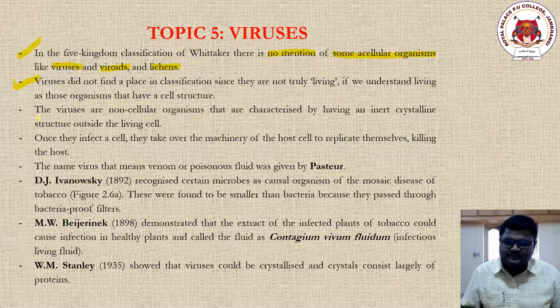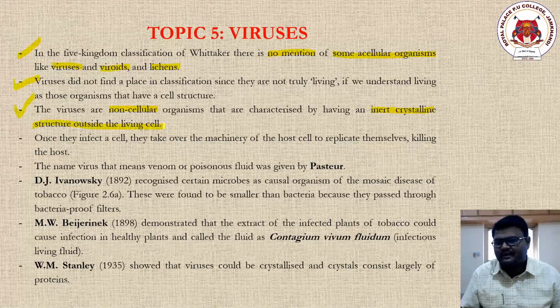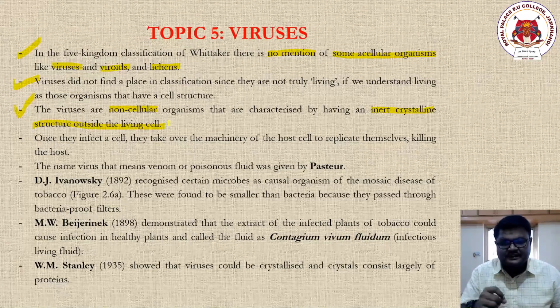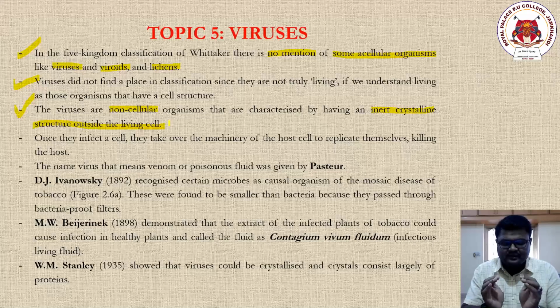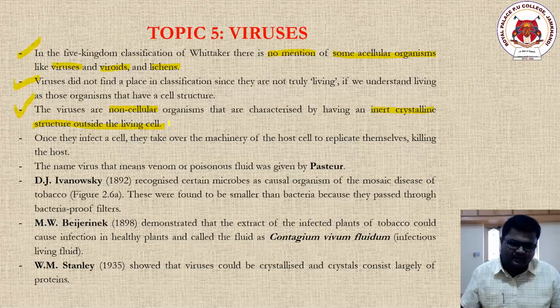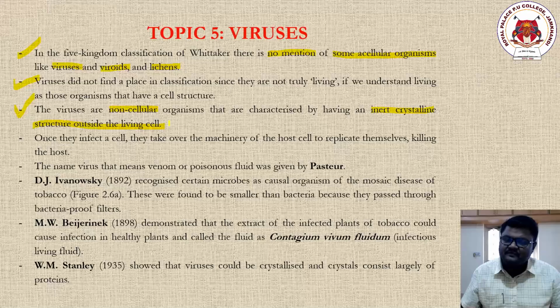So the third point, once again the same explanation says the viruses are non-cellular or acellular organisms that are characterized by having an inert crystalline structure outside the living cell. Crystalline structure, once again, means one which is inert, inactive, dysfunctional, not performing any actions, right? So like that, a solid structure, and that structure is completely inactive outside the body of an organism. Hence, these are all completely acellular, non-cellular organisms, right?